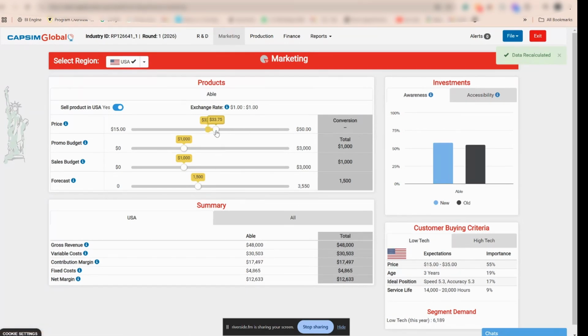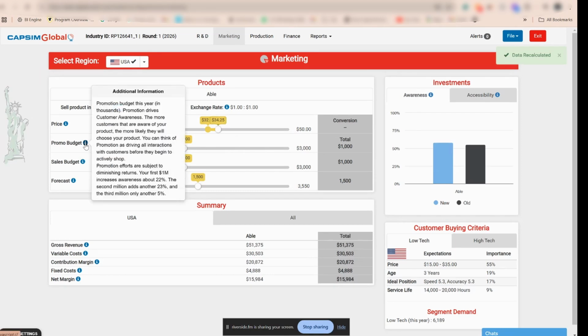So I would stay close to the high tech market, but within the low tech market and the high tech market range. So I will offer at 34.25, just because I don't know what my competitors are doing, so I don't want to be too far. So I'll stay in the middle. Promo budget, we spent 1 million. And it's important to read the additional information if you're not sure. But what it says is for every 1 million spent, I get an increased awareness of 22%.